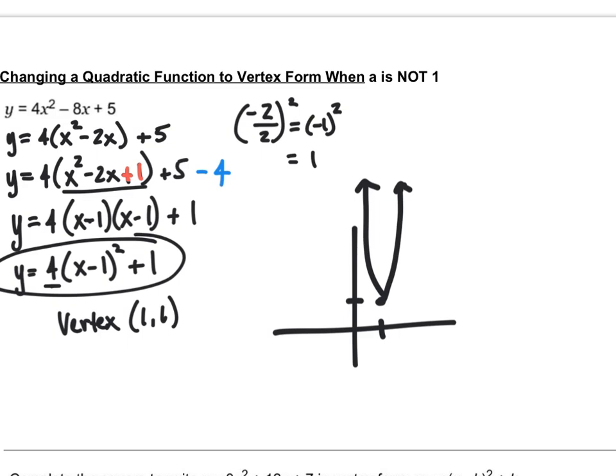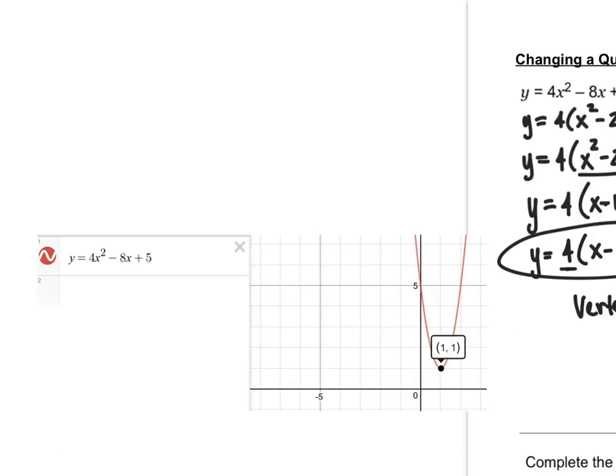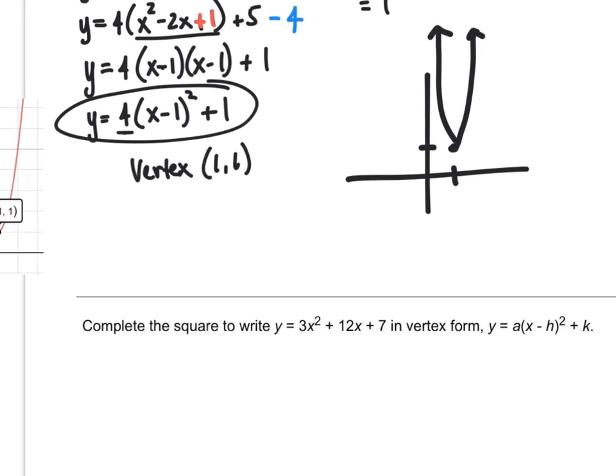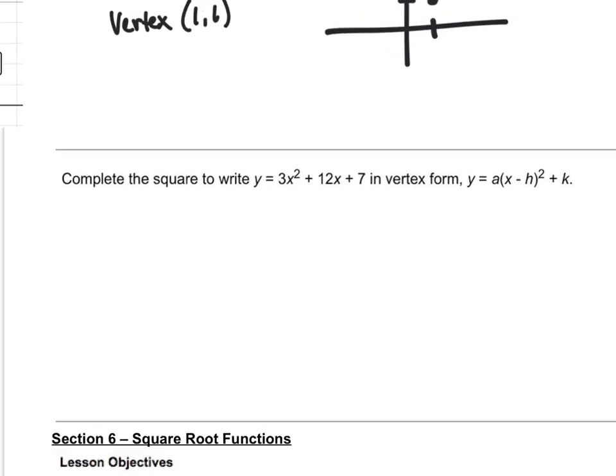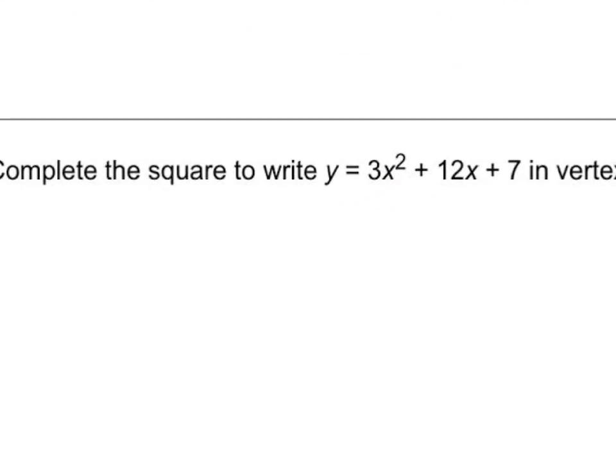Let's go ahead and type in our original value into our calculator and see if we get the same thing. Sure enough, that's what we've got: the vertex of (1, 1), pretty steep, and a thin parabola. All right, let's do just one more. I'm going to complete the square on this one and do the exact same thing. Let's do that again because that was kind of tricky.